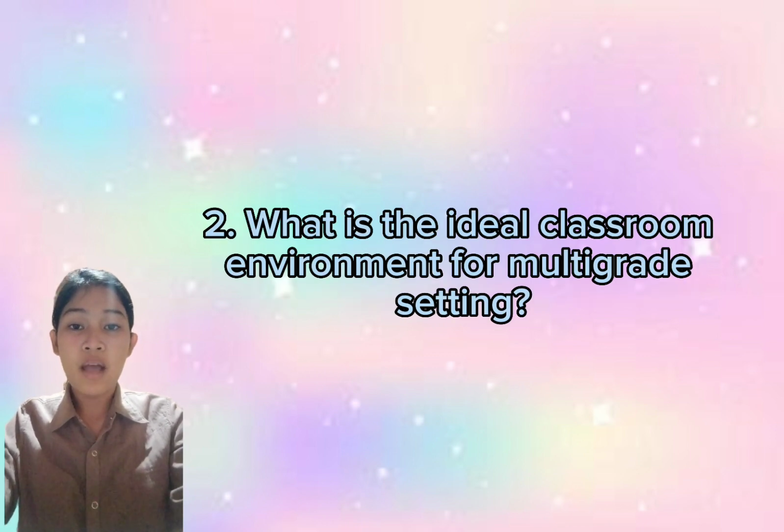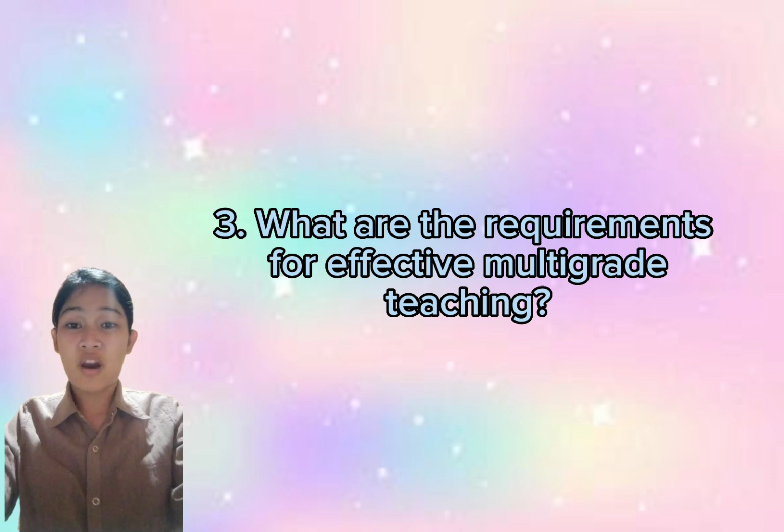For number two, a classroom setting that is healthy, welcoming, and suitable for the students' grade level, in which the grade levels in the classroom could assist and learn from one another, is what I consider to be the ideal learning environment for a multi-grade setting. A learning environment that promotes and encourages students' multiple intelligences.